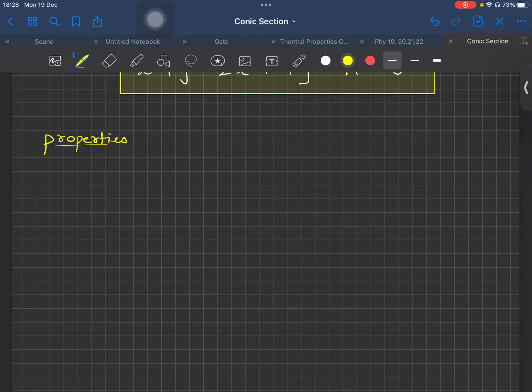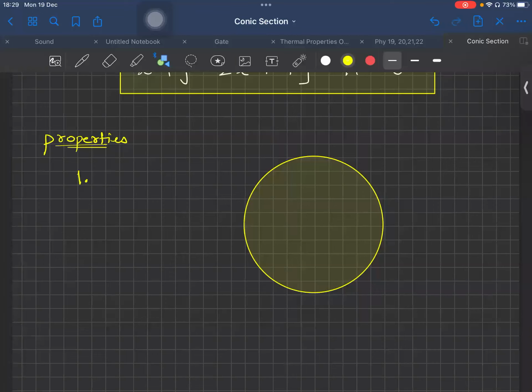Properties. Okay, let's write number 1. First property: a circle is always on a plane. On the XY plane, we are defining the circle. Now, whenever you draw a circle, you just see that there are always 3 collinear points.